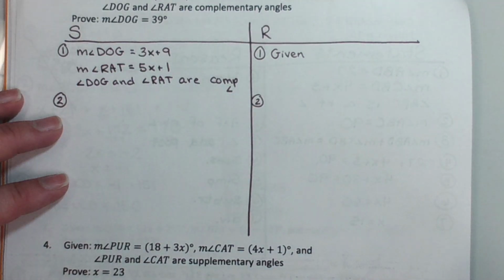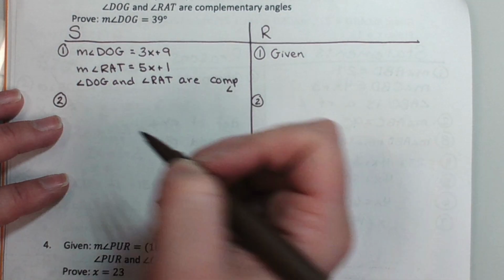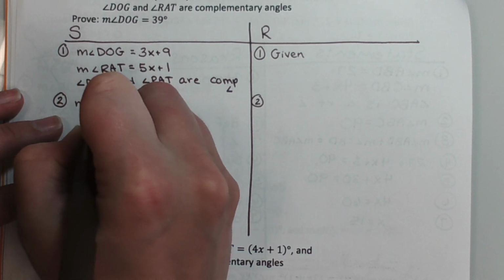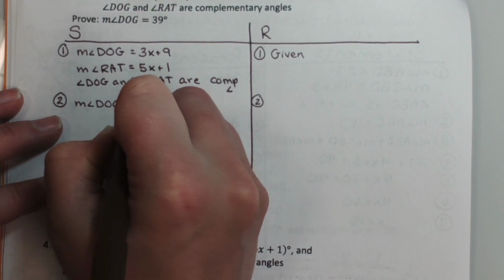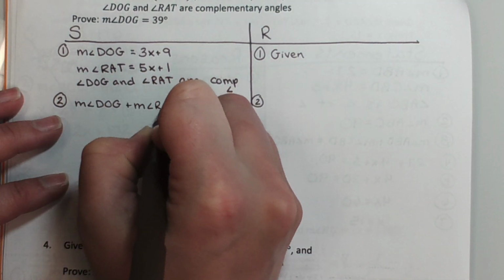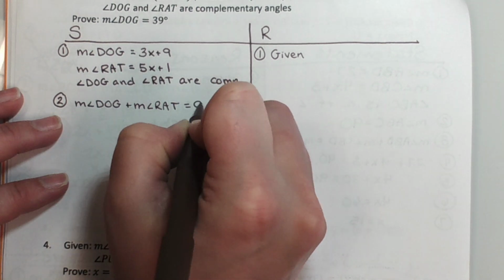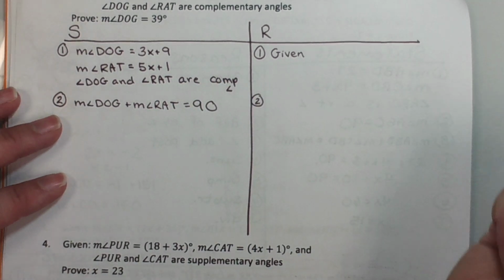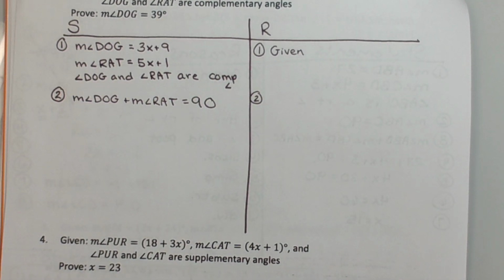If DOG and RAT are complementary, that means the measure of angle DOG plus the measure of angle RAT is equal to 90. That's what that word means. And if it's what something means, it's its definition.